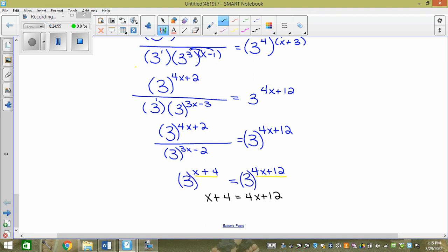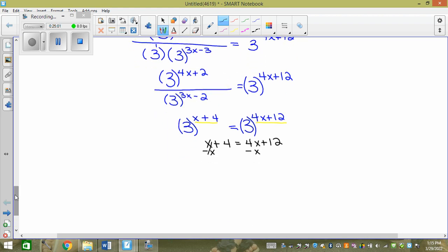Subtract x. And then I get 4 equals 3x plus 12. Subtract 12. Negative 8 equals 3x. Divide by 3. X equals negative 8 over 3.